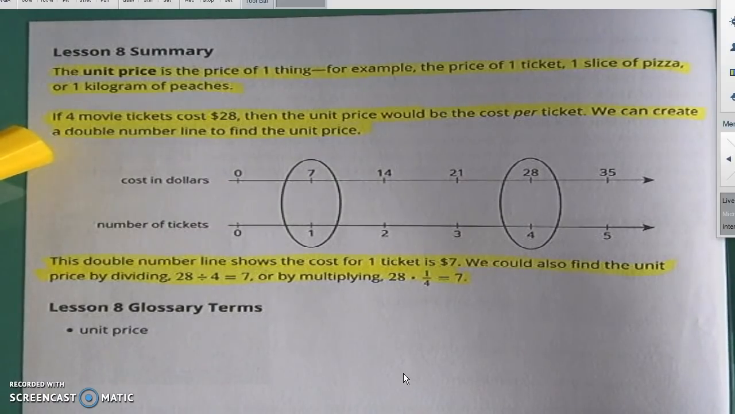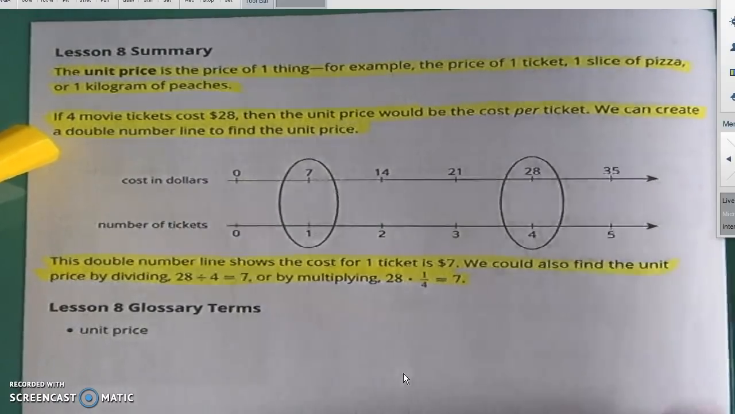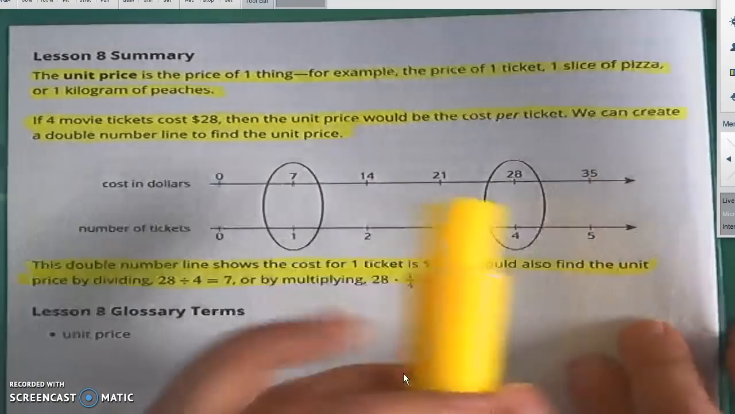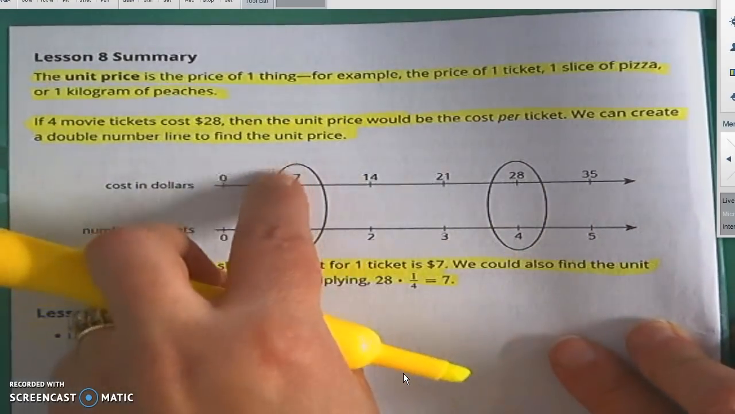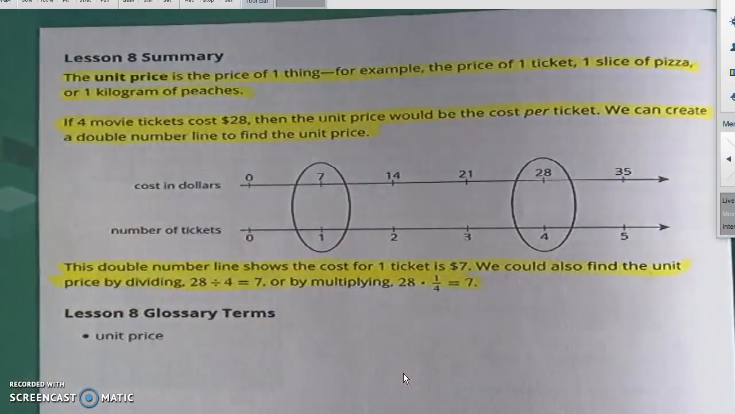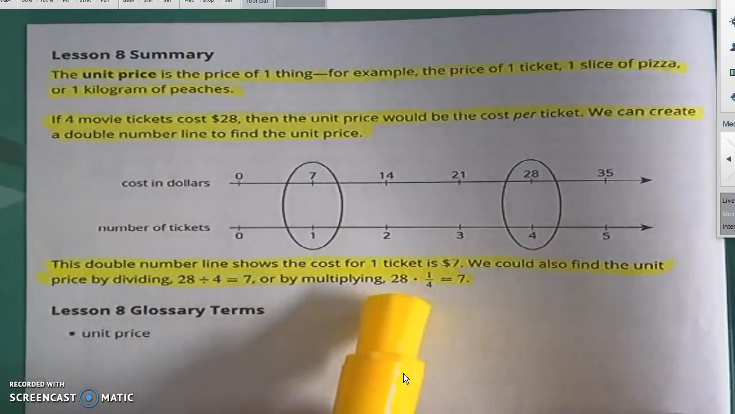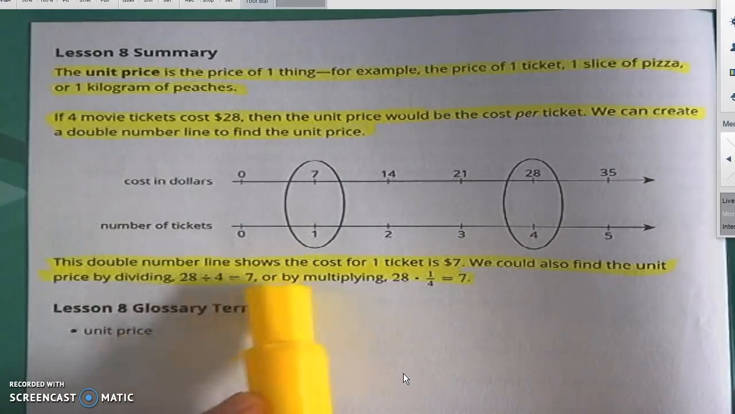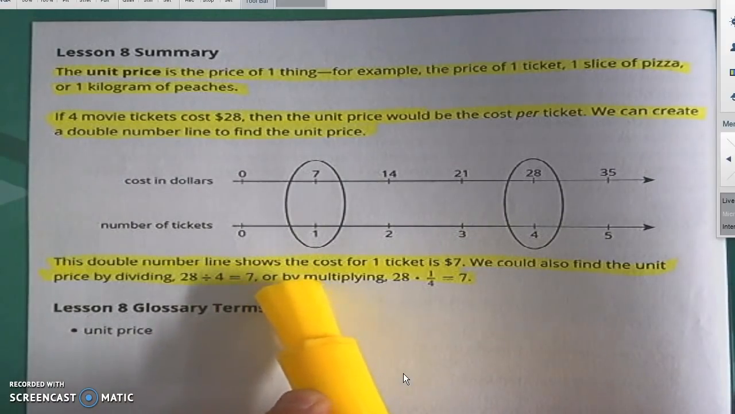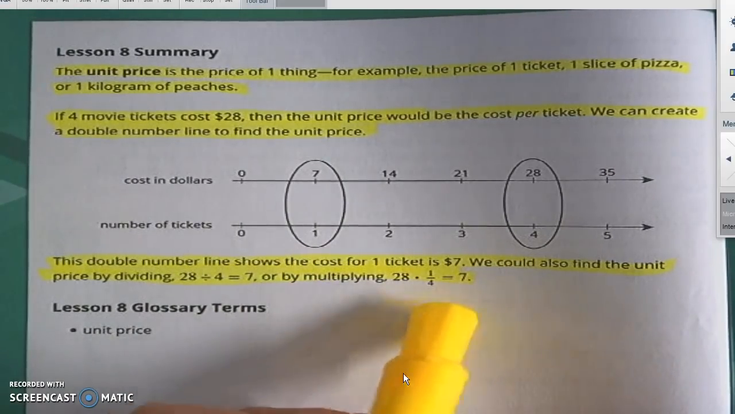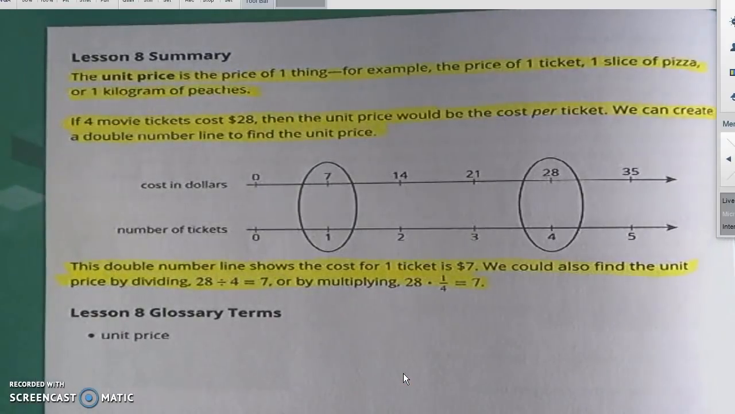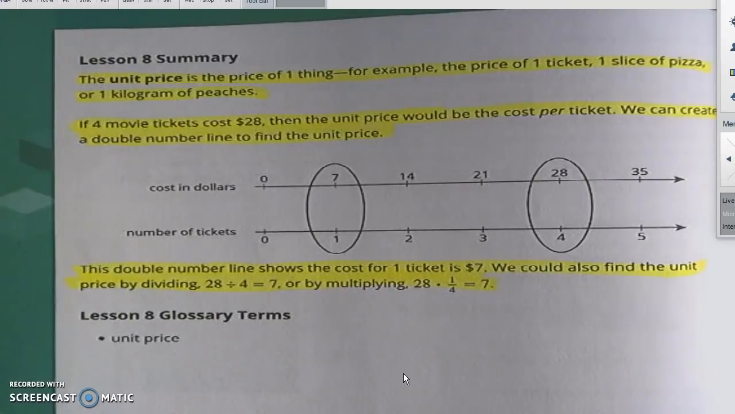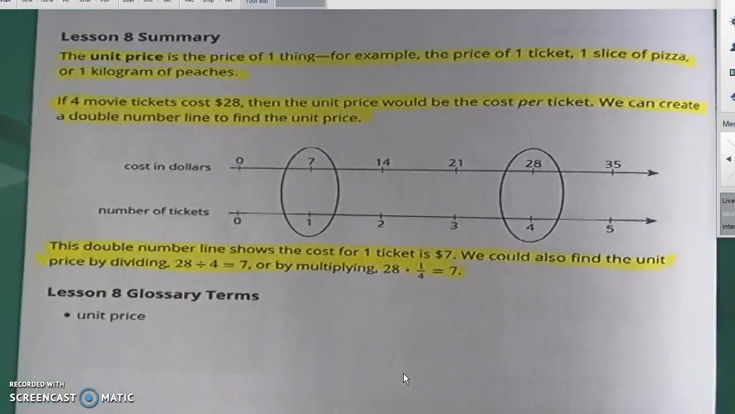And we can create a double number line to find the unit price. So here's the double number line. It showed the 4 tickets and the $28, and then we can work our way backwards to figure out how many dollars for one ticket. We can also divide. $28 divided by the 4 tickets would be $7 per ticket, or by multiplying, finding 1/4 of 28, which is also 7. Okay, this is on page 48, so if you have not highlighted that yet, please do it now and pause me for a second while you get there.